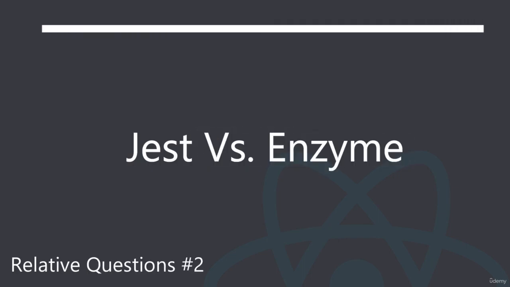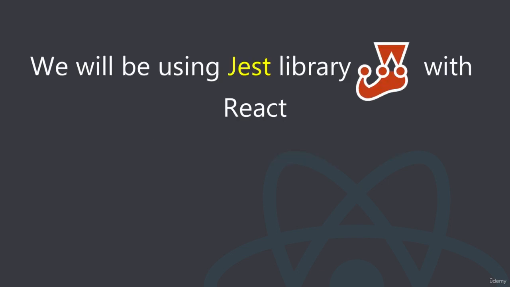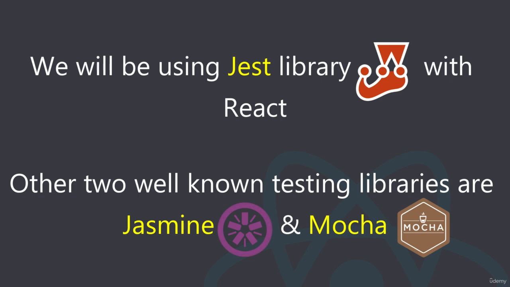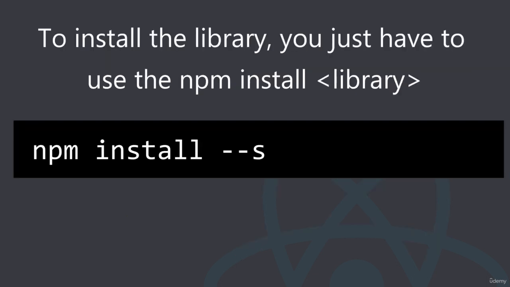Testing library is the first thing you need for automated tests. We will be using Jest library with React. The other two well-known testing libraries are Jasmine and Mocha. Testing library will provide you the scaffolding. To install the library, you just have to use the npm install and library name.